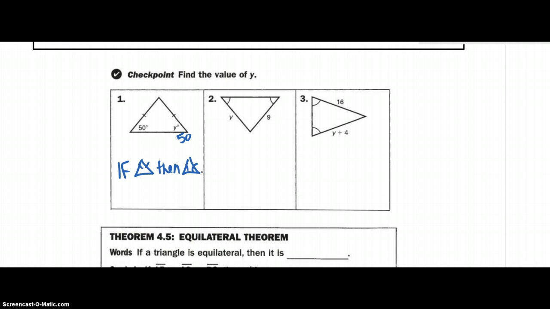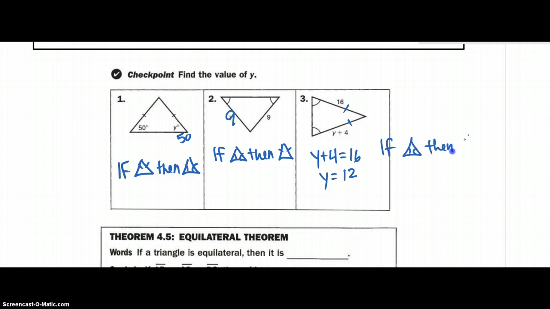Okay, number 2. What'd you get for y? 9. Why? Equal congruent equals equal size. Yes. And number 3, what equation? Make sure you are showing your work on your homework. If you don't have an equation, you don't get full points. So what is the equation? y plus 4 equals 16. So if you solve that, you subtract, you get y equals 12. Why? With me? Okay.